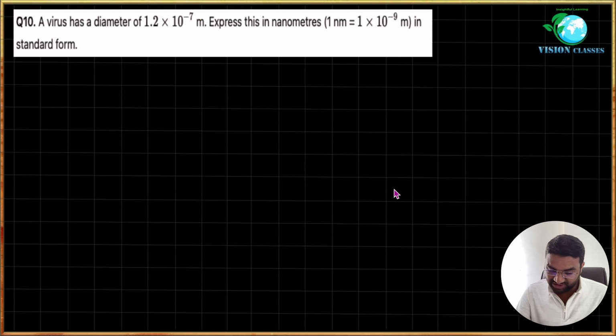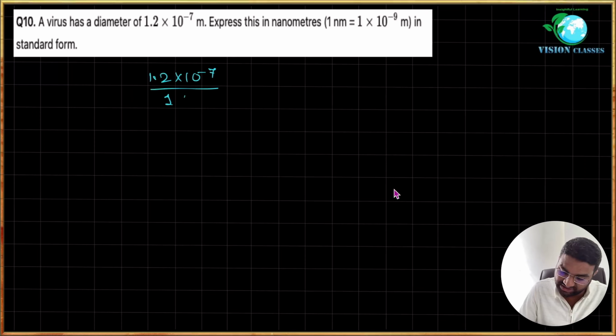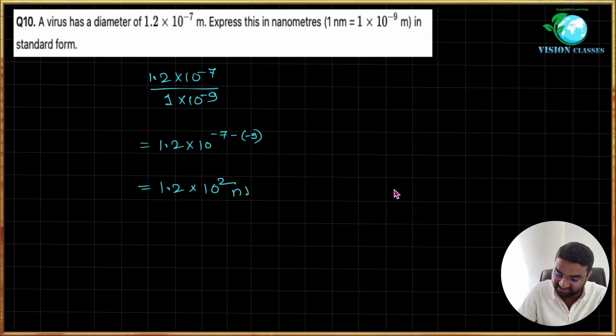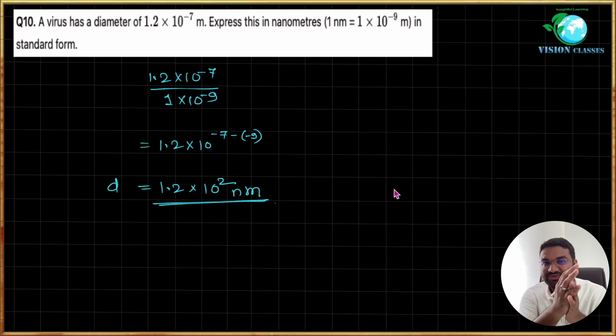Getting it? Then next one, the virus has a diameter 1.2 times 10 to the power of negative 7, expressed in terms of nanometer, where 1 nanometer is equal to 10 to the power of negative 9 meter. So here we can divide 1.2 times 10 to the power of negative 7 divided by 1 times 10 to the power of negative 9. So it will be 1.2 times 10 to the power of negative 7 minus negative 9, which will be positive 2. That's it. Okay, this is in the standard nanometer form for the diameter. This is the diameter of the virus.